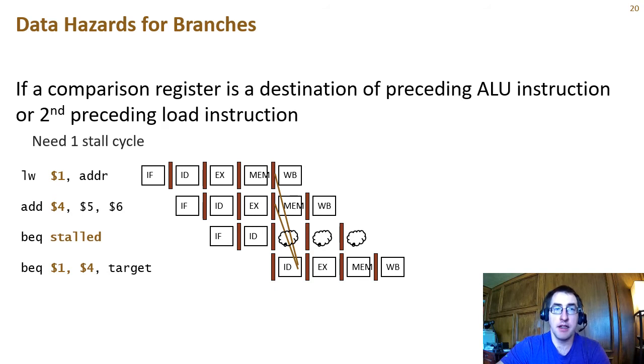When the immediately preceding instruction is an ALU instruction, or two instructions prior is a load instruction, then we need to have a single stall cycle introduced in order to wait for the values to be produced. So in this example, the load result in $1 will be written back to the register file if we wait for one stall cycle after that add instruction executes. So we're waiting one cycle for both the add and the load results to be ready.